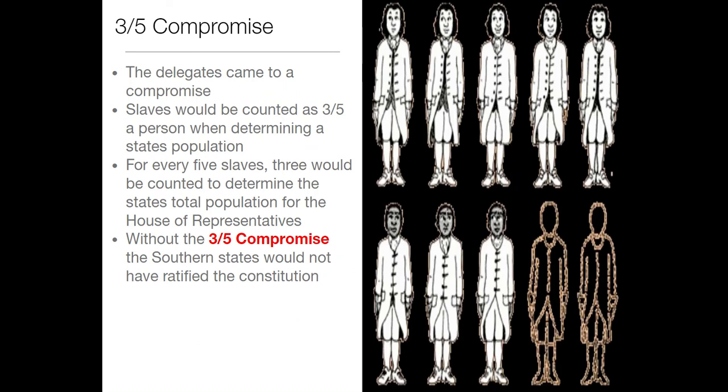So the 3/5 compromise. The delegates came to a compromise. Slaves would be counted as 3/5 of a person when determining a state's population. For every 5 slaves, 3 would be counted to determine the state's total population for the House of Representatives. Without the 3/5 compromise, Southern states would not have ratified the Constitution. So this was one of those compromises that had to happen, even though people disagreed with it, in order for the Constitution to be agreed to. If Southern states weren't allowed to count slaves as part of their population at all, they probably would not have agreed with it. The new Constitution wouldn't have gone forward.